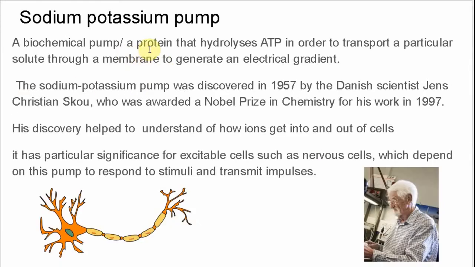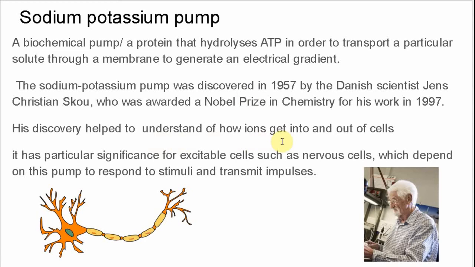It is a biochemical pump, a protein that hydrolyzes ATP. With the help of ATP, this pump works in order to transport a particular solute through a membrane to generate an electrical gradient. It was discovered in 1957 by Danish scientist Jens Christian Skou, who was awarded the Nobel Prize in Chemistry for his work in 1997. He got the Nobel Prize 40 years after the discovery of this pump.